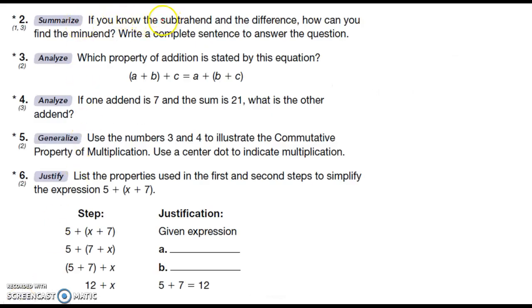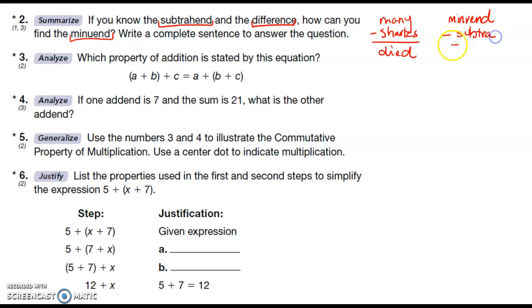All right, if you know the subtrahend and the difference, how can you find the minuend? Write a complete sentence. What I remember when I see the word subtrahend, because it's not one you see very often, is that minuend minus subtrahend equals difference. So let's say I don't know the minuend. Minuend, fancy word, minus I know the subtrahend, and I know the difference. This is still kind of complicated to figure out.